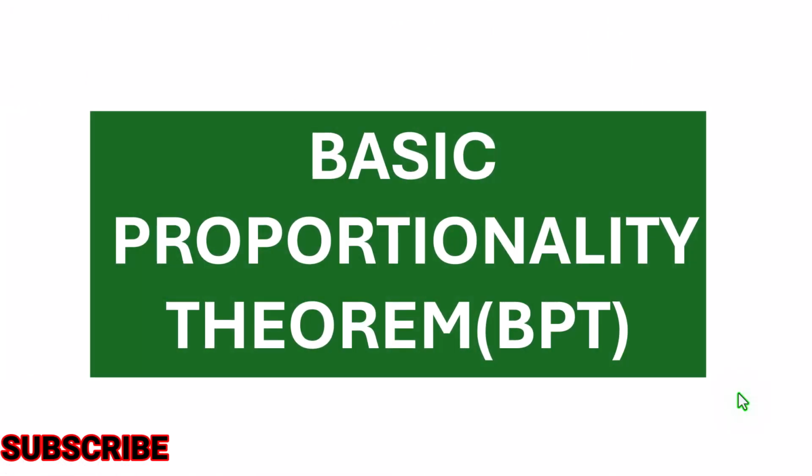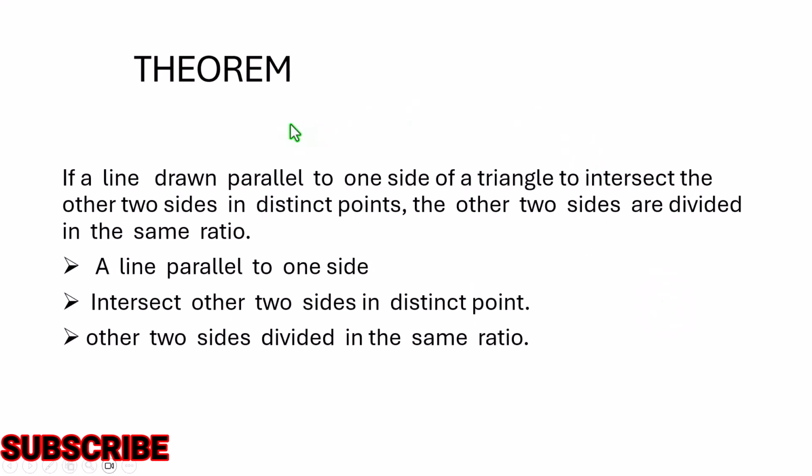In this video, I am going to discuss the basic proportionality theorem. Let's get started. The theorem statement is: if a line is drawn parallel to one side of a triangle to intersect the other two sides in distinct points, the other two sides are divided in the same ratio.